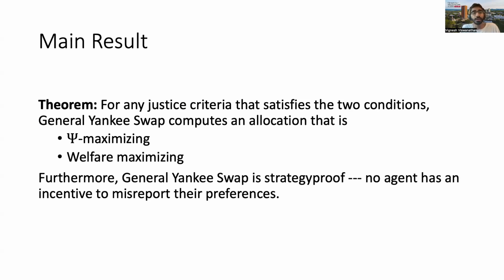And to add to that, this mechanism is strategy proof. That is, no agent has an incentive to actually misreport their preferences. That is to say, they don't have any incentive to lie and get a better outcome, which is a really good property to have, especially in course allocation, where you don't want people thinking about how they're trying to cheat the system to get a better outcome, which is great.